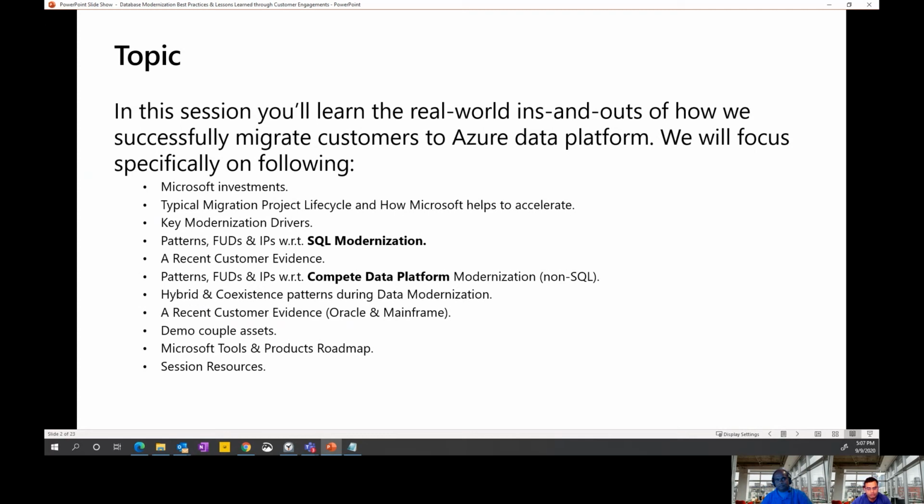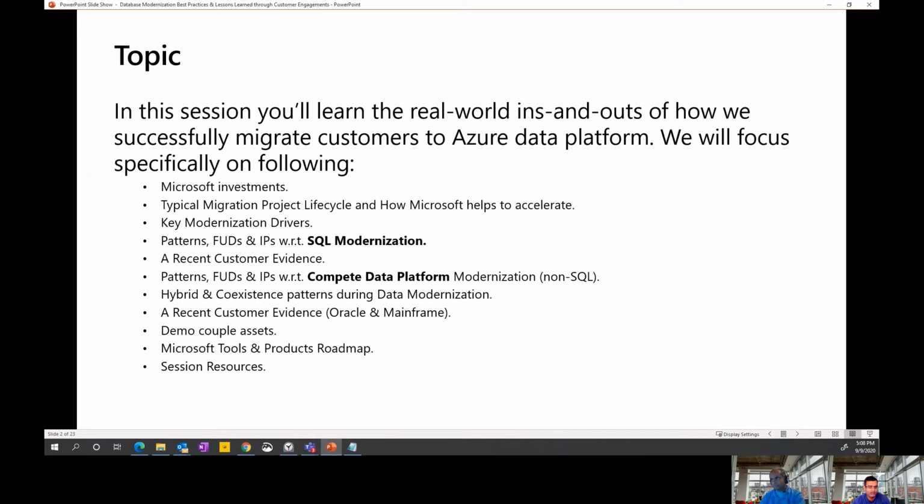So I will start by introducing, and making you aware of different investments that Microsoft has to really accelerate database modernization. As I said earlier, whether it's SQL modernization or non-SQL data platform modernization to Azure Data and SQL platform. And then we will also tie back, just so it's very relevant for many of the folks in this event. We will talk about what are the typical migration project lifecycle, and with this whole investment, how Microsoft is going to help accelerate your transformational journey and your respective customers' database data transformational journey.